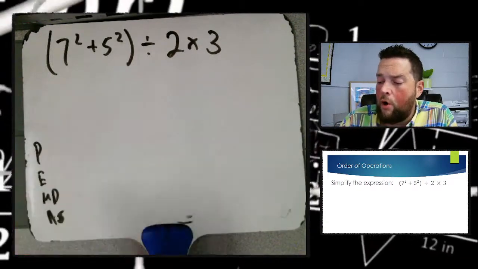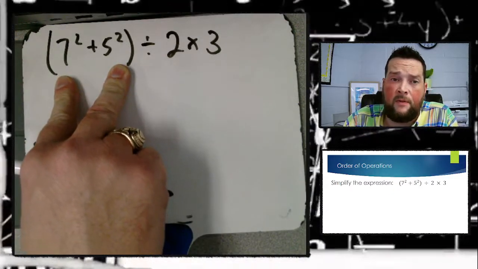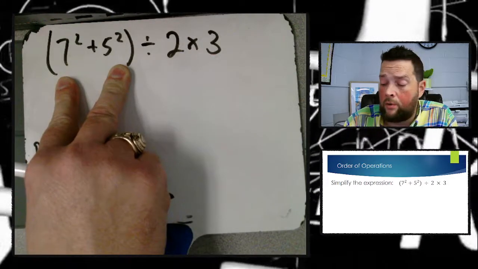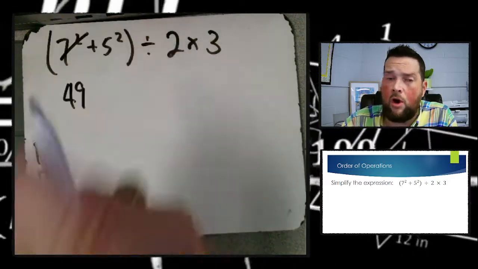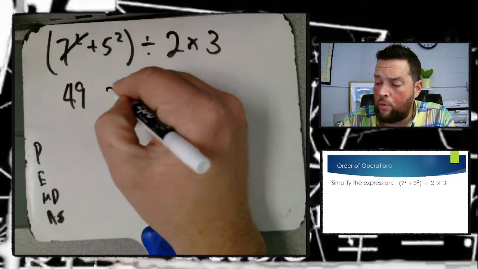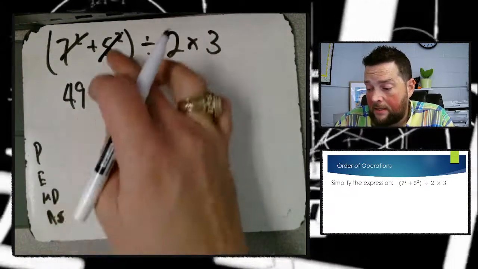We're going to go to our parentheses first, and inside of our parentheses, we have 2 exponents that we need to simplify and add together. So I'm going to start by doing the exponents. I've got 7 to the power of 2, that's 49. I'm going to cross that out because I did that part. I've got this 5 to the power of 2, that's 25. I'm going to cross that out because that's the math that I did.